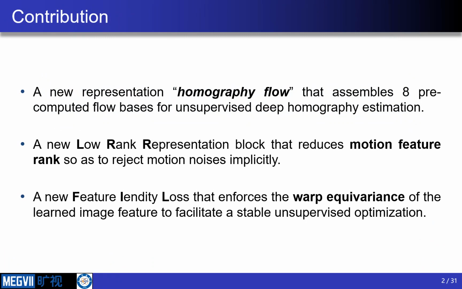Simply speaking, the contributions of our method are threefold. First, we propose a new representation called homography flow. Next, we propose an LRR block to reduce the rank of features. Finally, a feature identity loss is introduced to stabilize the optimization process.